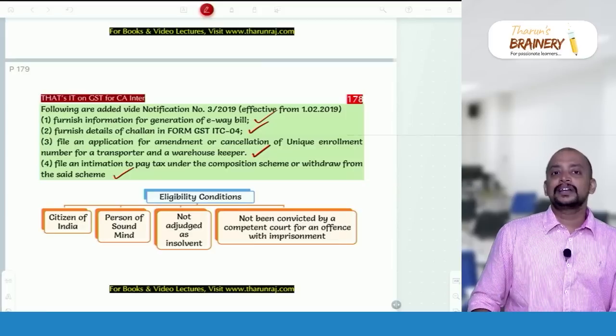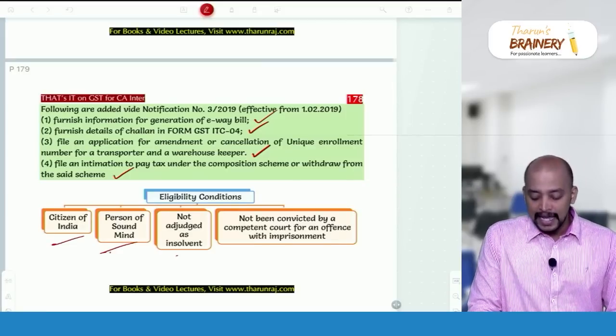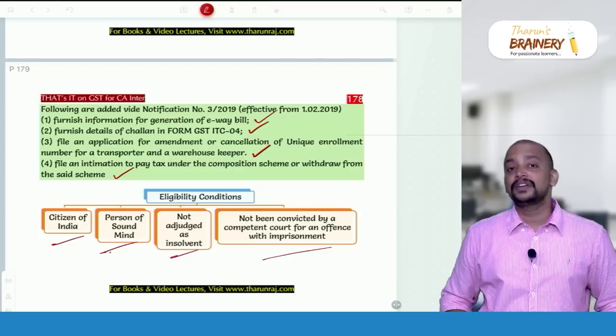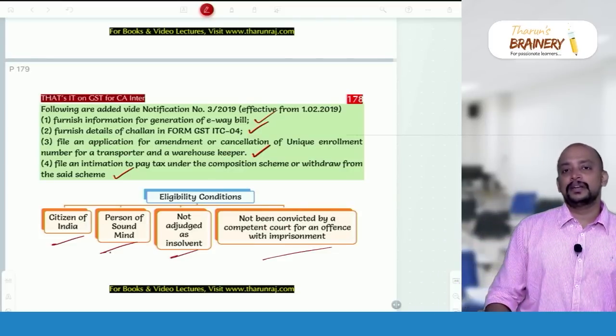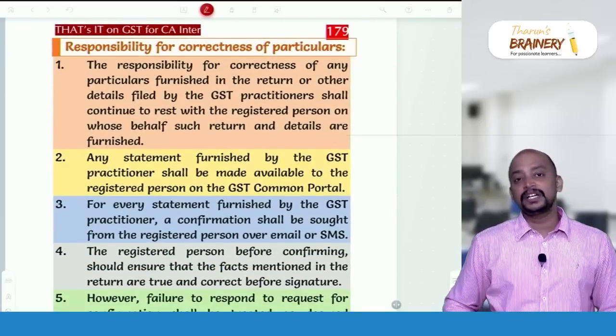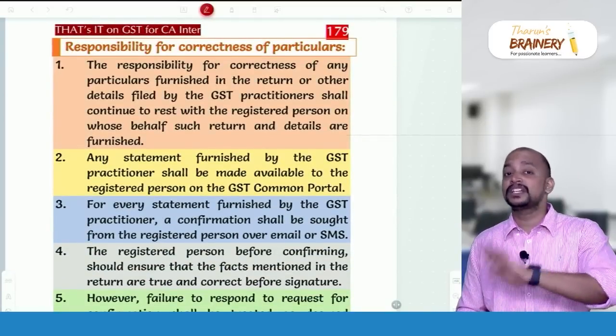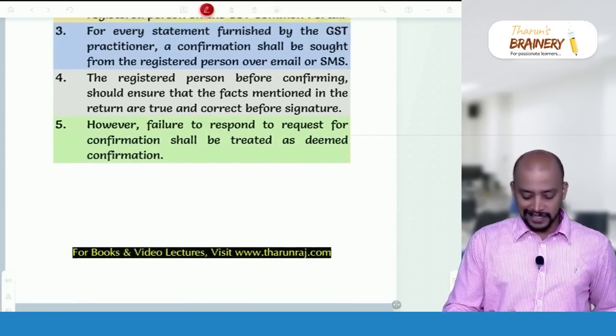And what are the conditions to become a GST practitioner? They should be a citizen of India, a person of sound mind, not adjudged as insolvent, and not convicted by a court for imprisonment of 2 years or more. Then responsibility for correctness of particulars: whatever returns are filed by the GST practitioner, the responsibility is with the registered person, not with the GST practitioner.